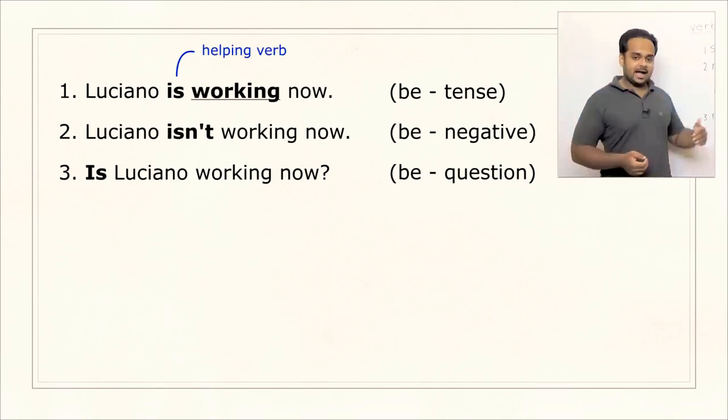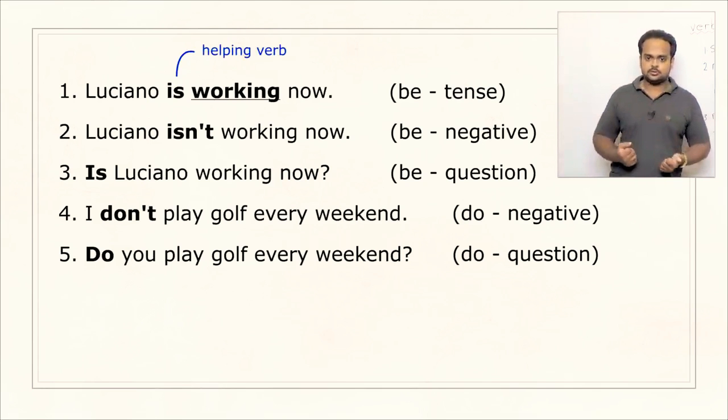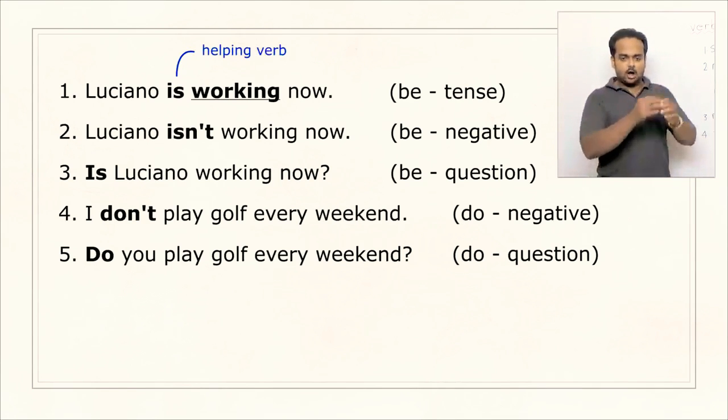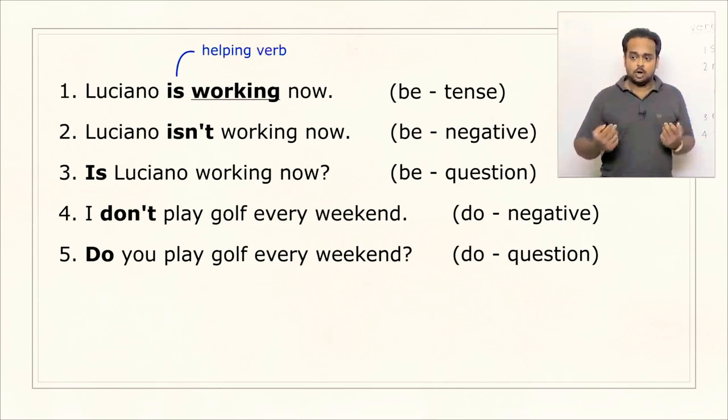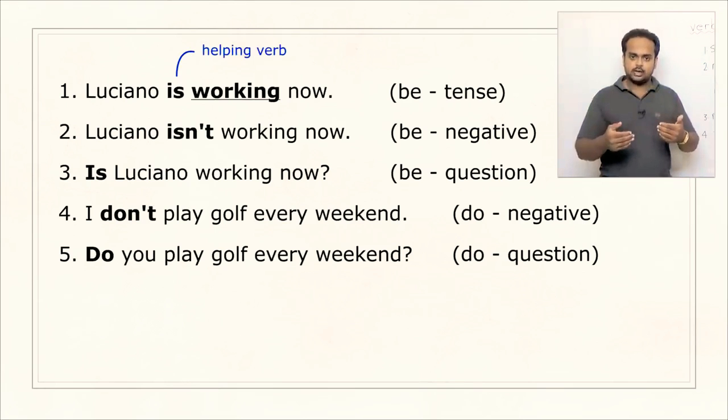The verbs do and have can also be helping verbs. For example, I don't play golf every weekend. Maybe I'm talking to my friends and my friends say, hey, you play golf every weekend, right? And I say, no, I don't play golf every weekend. I play tennis, for example. So don't is do not. That's the negative form of the verb do, and it helps me to make a negative. Or my friends could ask, do you play golf every weekend? That's a question. Let's look at an example with the verb have.